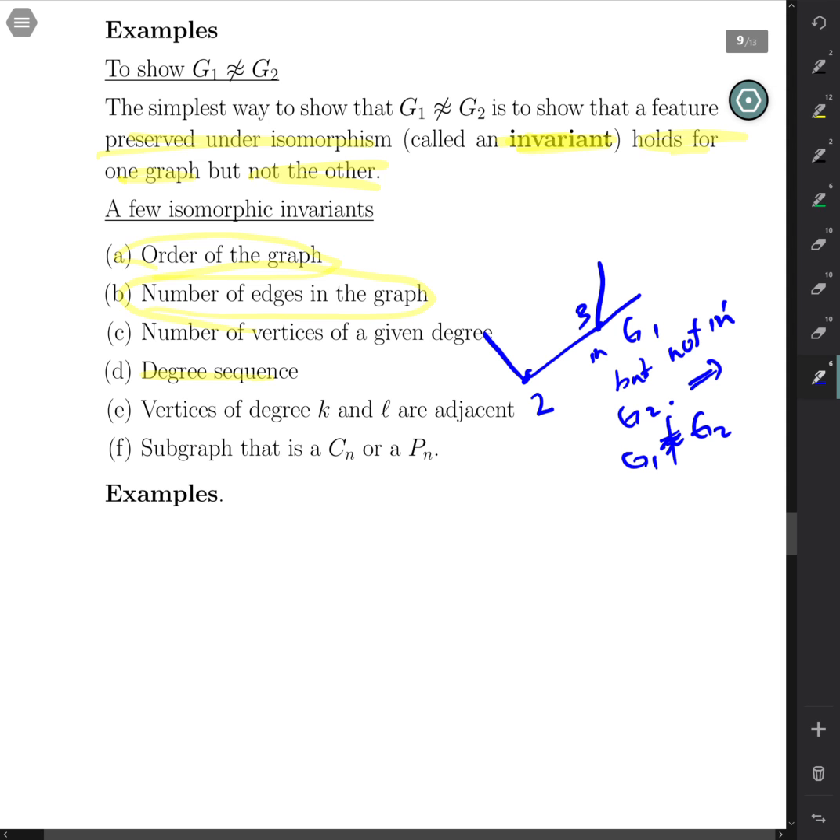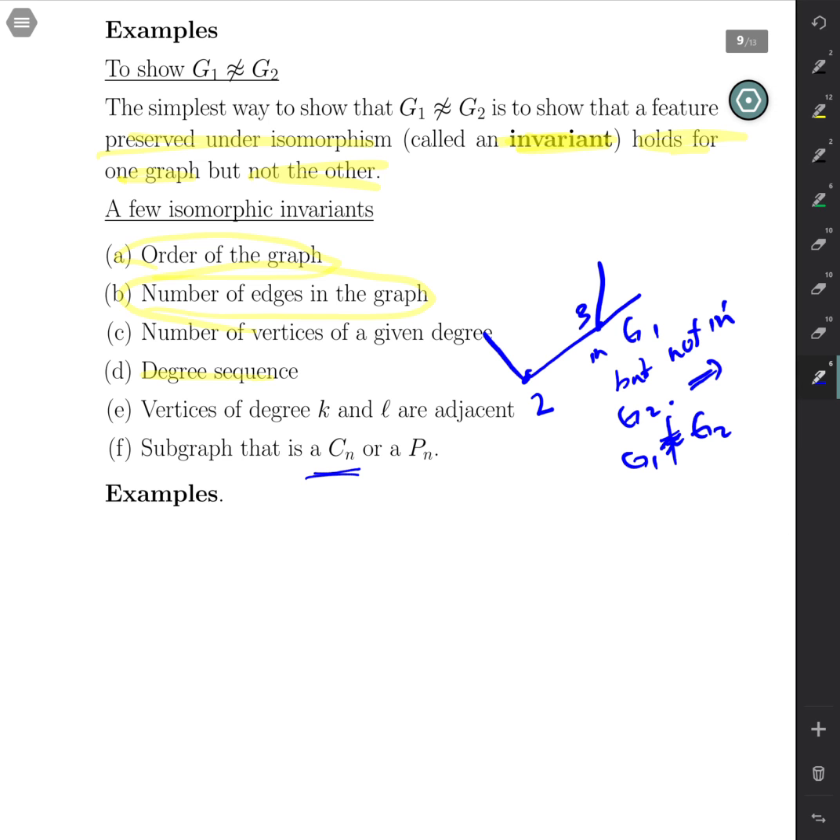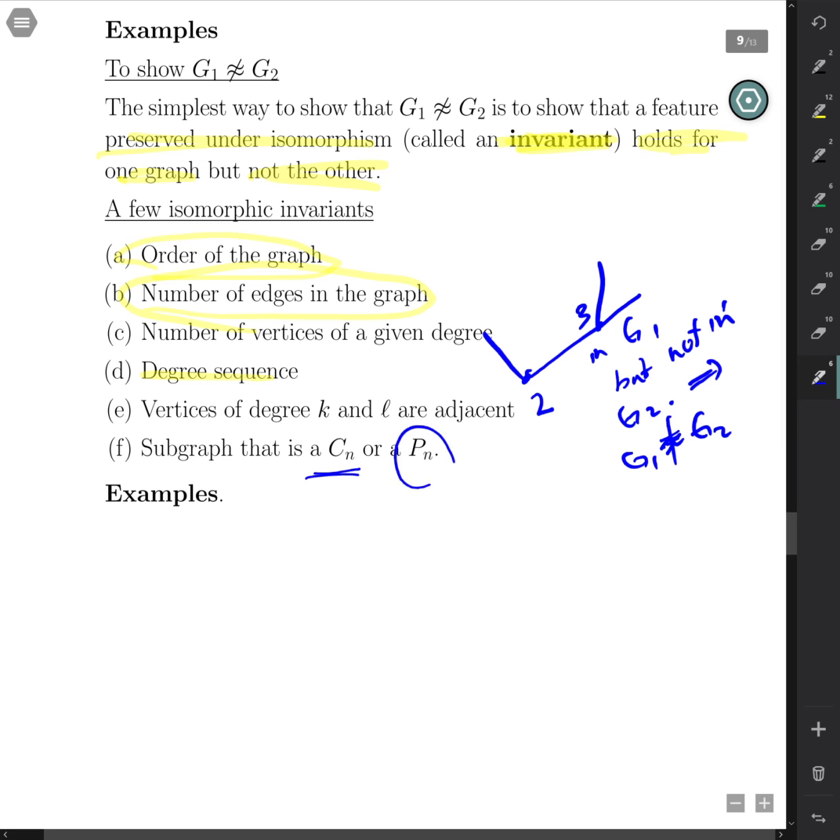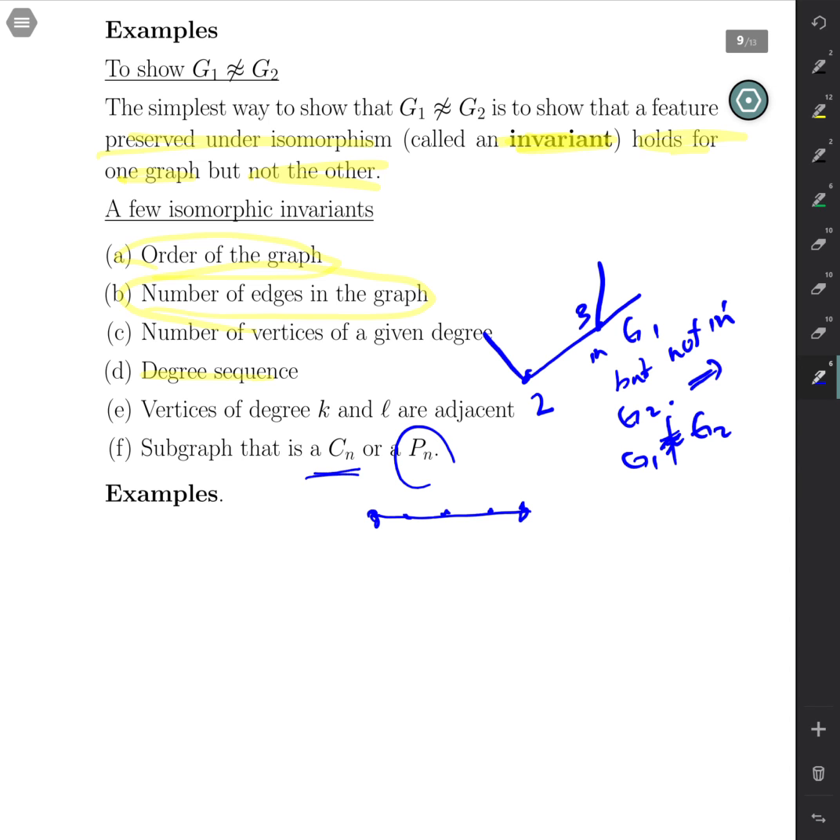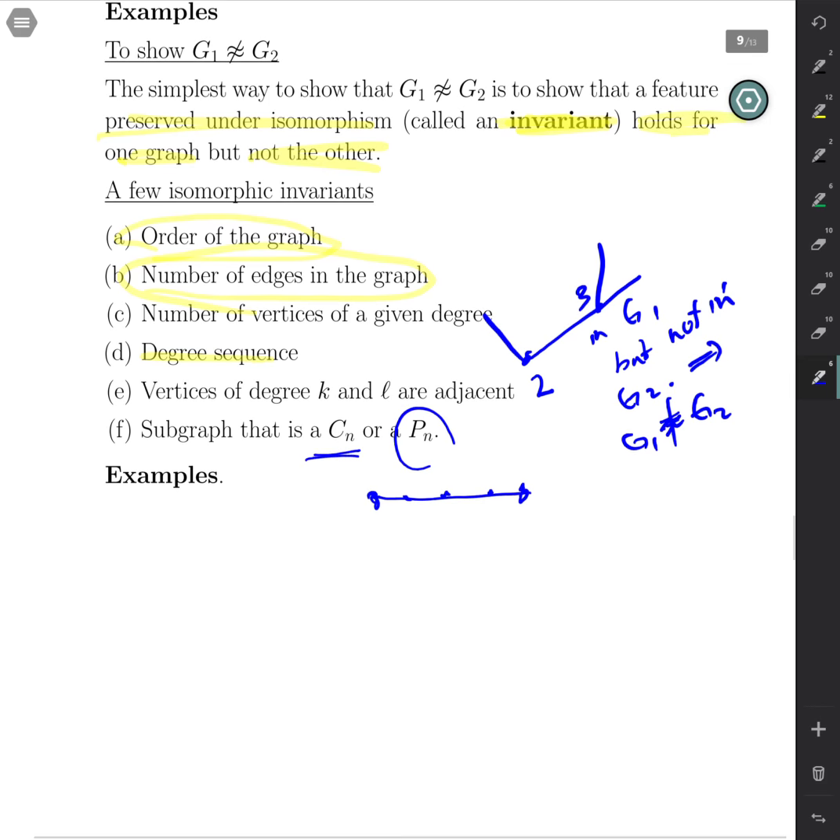Also, if one of them has a cycle on n vertices as a subgraph but the other doesn't, you can look for these cycles in there. And also paths. Remember, a path is something of that sort right there. If one has a path of length n, and the other one doesn't, then they're not isomorphic.